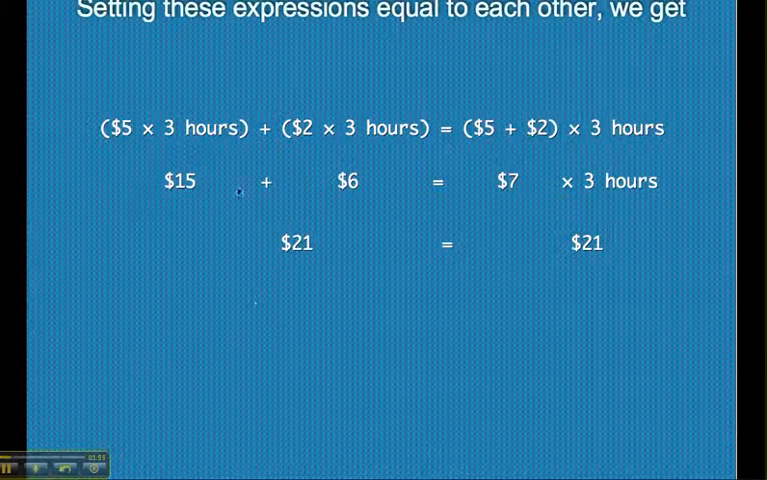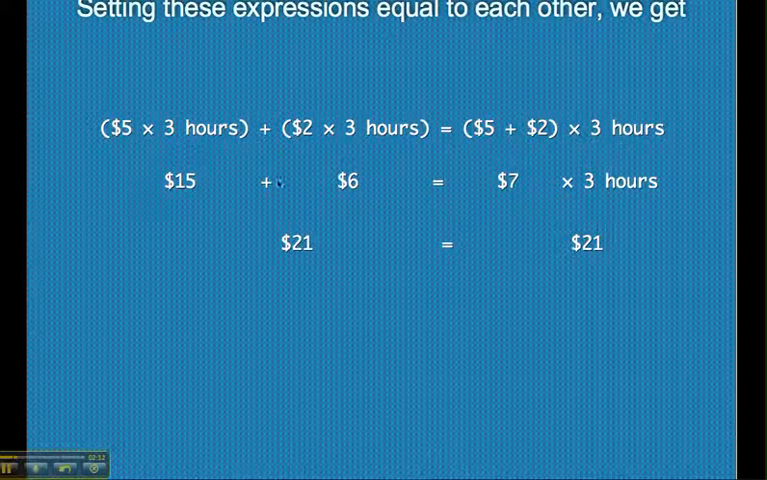And we have the first expression for method 1, where the student might be thinking about the first child, second child, set equal to an expression which thinks of the total hourly rate as being $7 times 3.